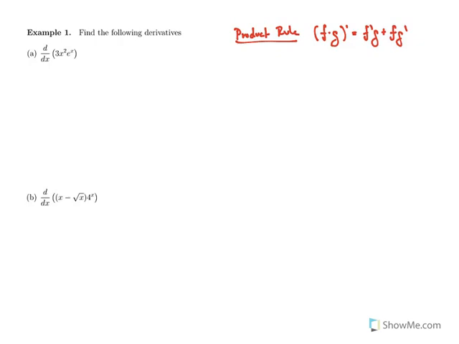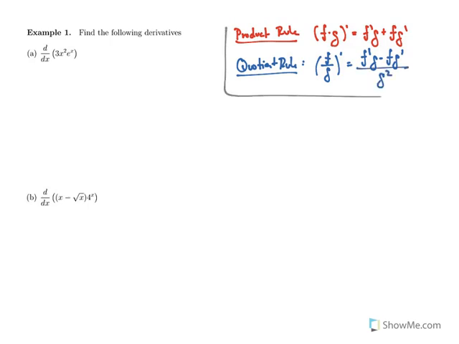The quotient rule is if you have a function divided by another, take the derivative, that's going to be f' g minus f g' over g squared. This is what we're using in this video.